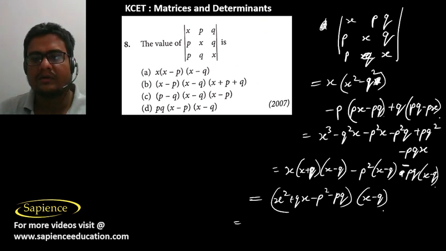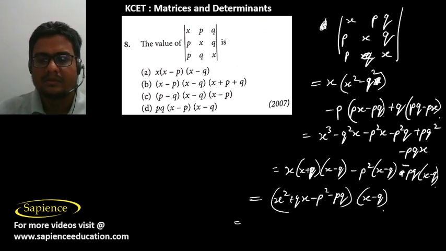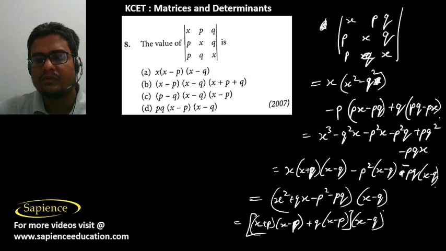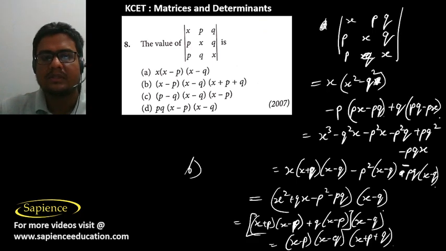So we can factorize it again. So this will be x plus p into x minus p, then plus q into x minus p, then I can do x minus q. So if we factorize it, then we will get x minus p into x minus q into x plus p plus q. So option B is the correct answer.